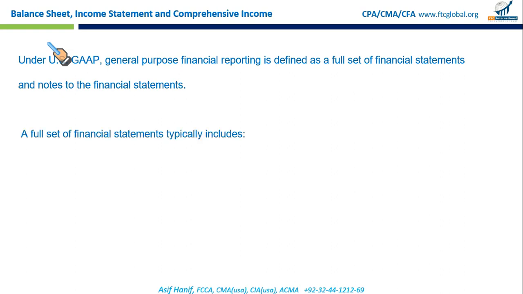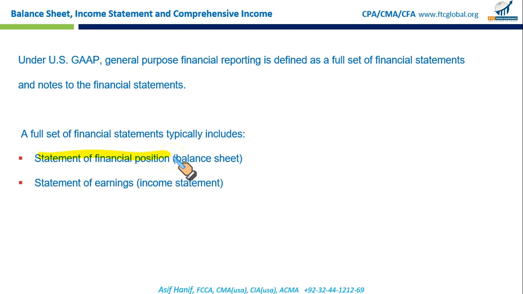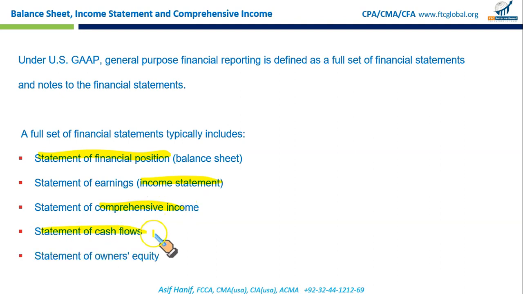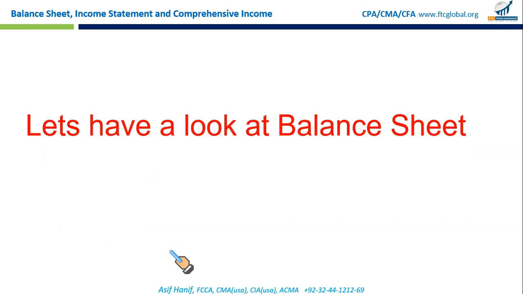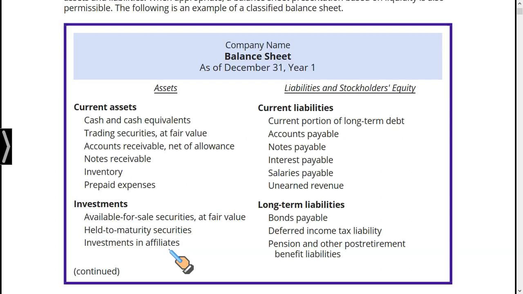There are 5 components. A full set of financial statements typically includes 5 components, namely the statement of financial position, also called the balance sheet, the statement of earnings, called the income statement, the statement of comprehensive income, the statement of cash flows, and the statement of owner's equity. We are going to discuss each one of them in sufficient detail so as to cover everything and give you the complete syllabus coverage. So first, let's have a look at a balance sheet, how it is structured and what the components are, and then we'll discuss as we proceed.